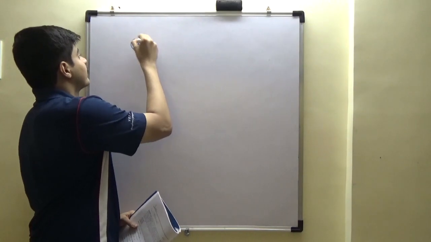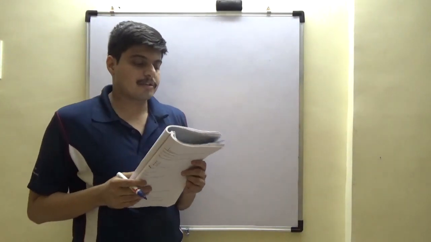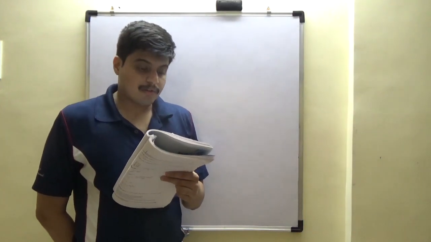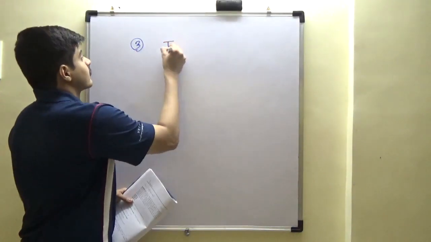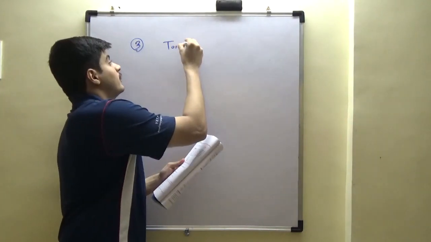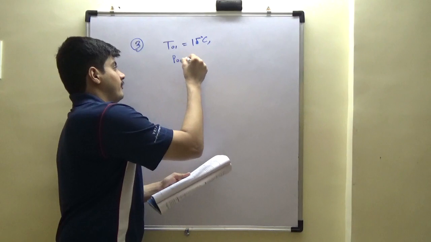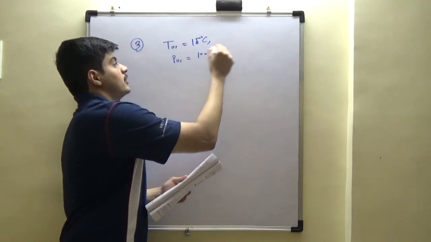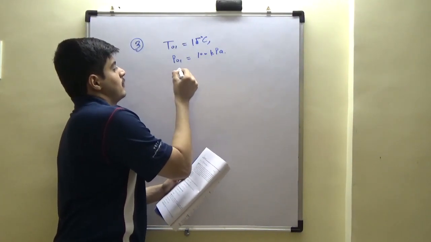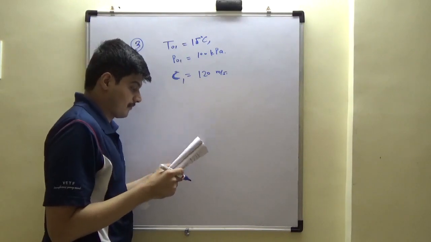Question number 3. Air at a stagnation temperature of 15 degrees Celsius and stagnation pressure of 100 kilopascal enters an axial compressor with absolute velocity of 120 meter per second. I already know this. They have given me 15 degrees Celsius as stagnation temperature and stagnation pressure as 100, which means if I reduce everything to 0, what is C1? 120 meter per second. Absolute, right? Absolute frame of reference.